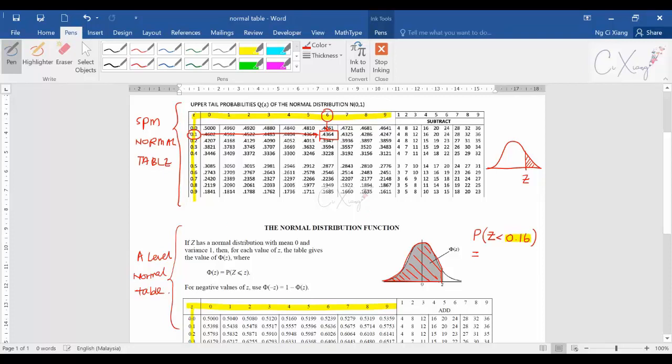All right, but if let's say we look for the A-level table, 0.1 is here, and then you look for the 6 here. So when you read the value, this is the value. Okay, all right. So if you compare these two values, you'll see that they are different actually. But when you add them together, it is equal to 1. That means they are totally two opposite tables. Understand what I say or not?